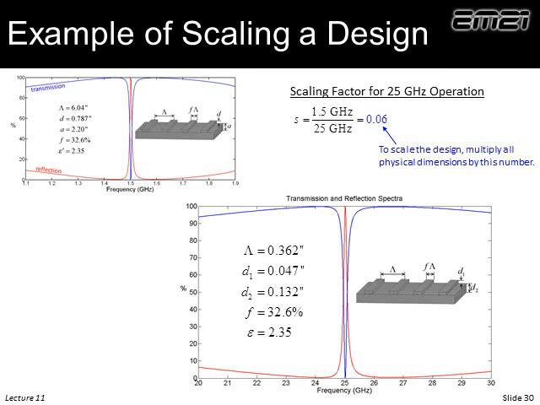Here's an example. Let's take this monolithic guided mode resonance filter we designed previously at 1.5 gigahertz, and maybe we want this to operate at 25 gigahertz. So we can calculate a scale factor. We take 1.5 gigahertz divided by 25 gigahertz and get 0.06. If we take all of our physical dimensions and multiply by 0.06, we get a new design. Notice this looks exactly the same, except we have this background response, with the resonance centered at 25 gigahertz instead of 1.5.